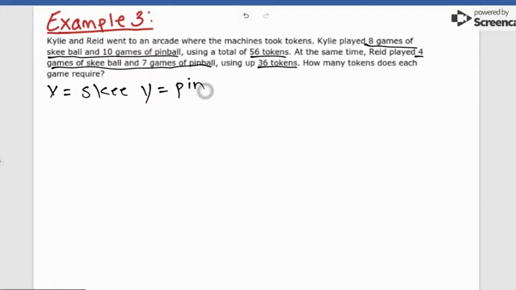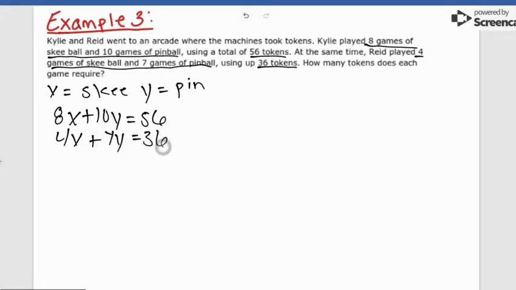So Kylie's equation would be 8x plus 10y equals 56. And then Reed's equation would be 4x plus 7y equals 36. So from there, we can go on to step 1, which is looking to see if the equations have the same coefficient, which they do not, so we're going to have to multiply.